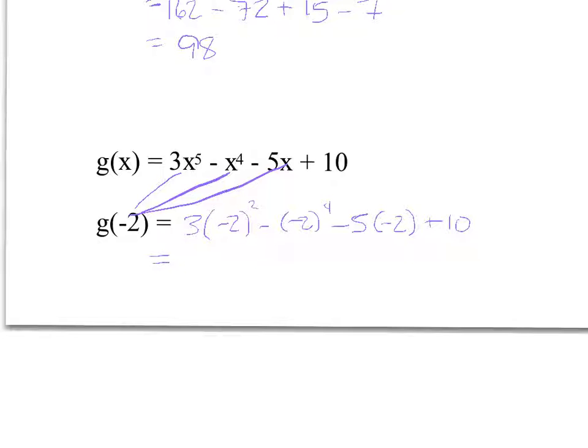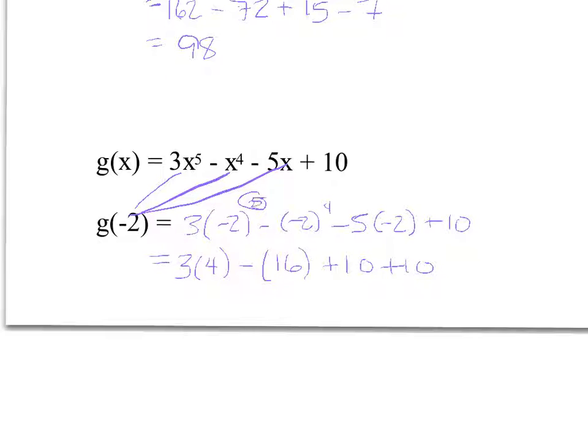So remember, always exponents first. So it's still going to be a 3 there. And negative 2 squared, the 2 squared is 4, and the negative squared becomes positive, so it'll be just plus 4, minus negative 2 to the 4th, that would be a positive 16. The 4 negatives cancel out. Negative 5 times negative 2, there's no other math there, so I can go ahead and just multiply, that's plus 10, and then plus 10. I want to point out, oh shoot, okay, I copied that down wrong.